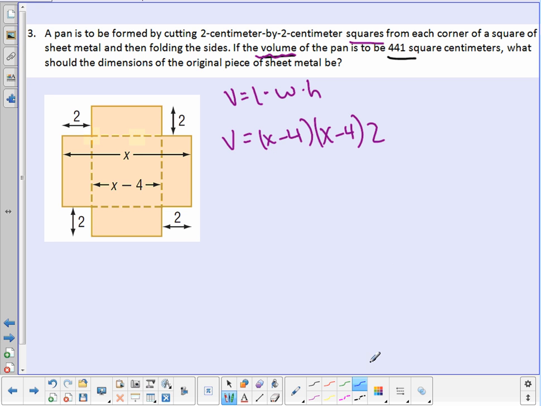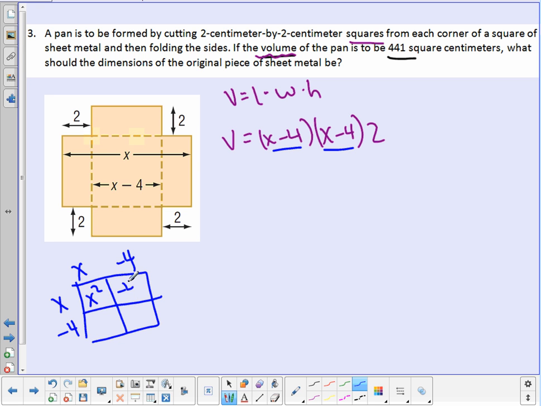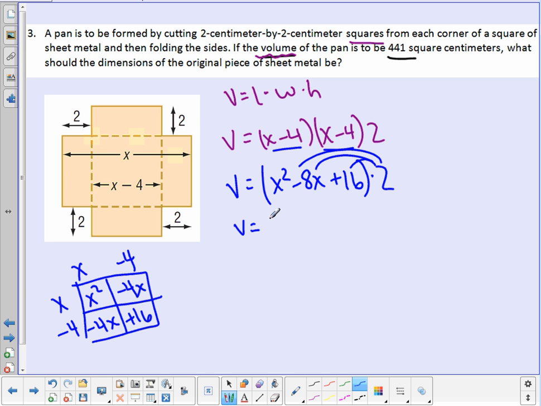Okay, so I got to put all that together. Now, you're going to have to FOIL the x minus 4 times x minus 4, or put it in the box that we've done before, where you've got x, negative 4, x, negative 4, and find the products on the inside, and I get a positive 16. So this ends up being x squared minus 8x after putting my like terms together, and then plus 16, but I still have to multiply by 2. So now I need to go back and distribute that 2 into all parts, and I get V is equal to 2x squared minus 16x plus 32.